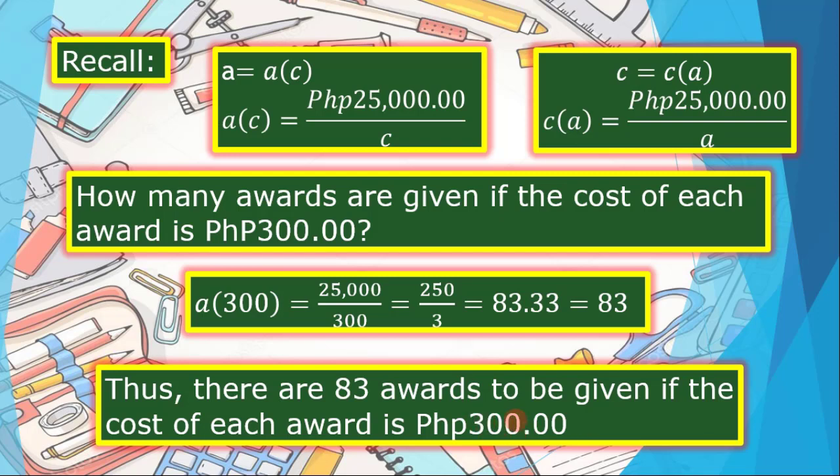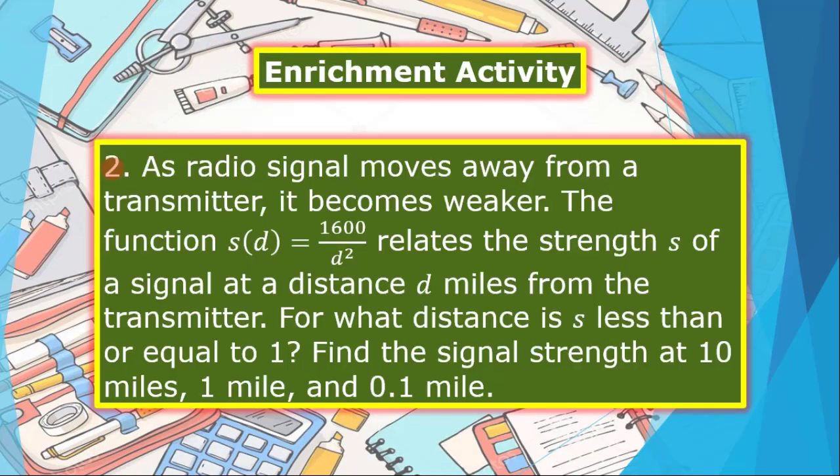So this is less than 25,000. If we make this award, say 84 awards, the school will be spending more than 25,000 pesos. For number 2, as radio signal moves away from a transmitter, it becomes weaker.